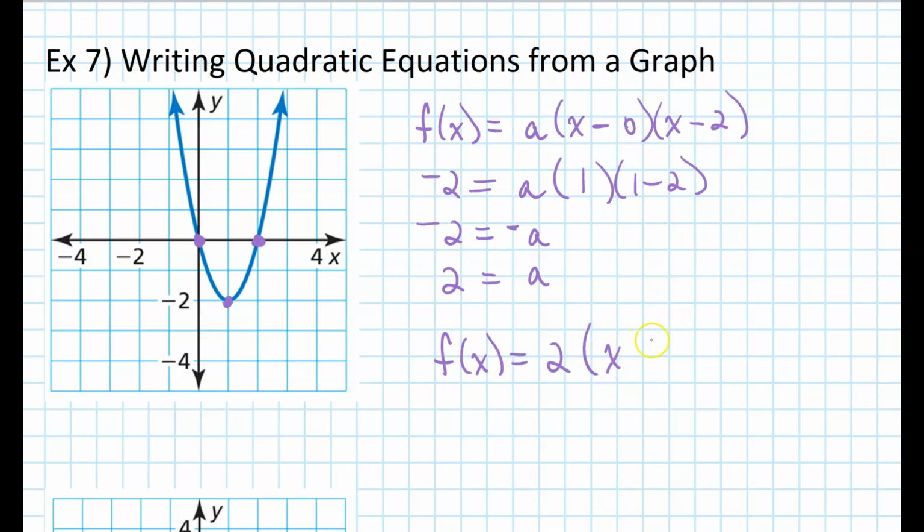Do I have to put that minus 0? No, I do not. Unnecessary. Do I even need the parentheses around that first x? No, I don't. This can be simply written as 2x times x minus 2. Are we allowed to write it with the extra 0? You are allowed to, but keep in mind, is this still intercept form? Yes, it is.